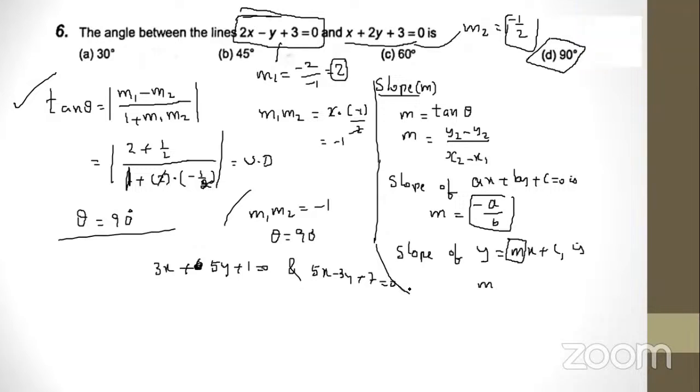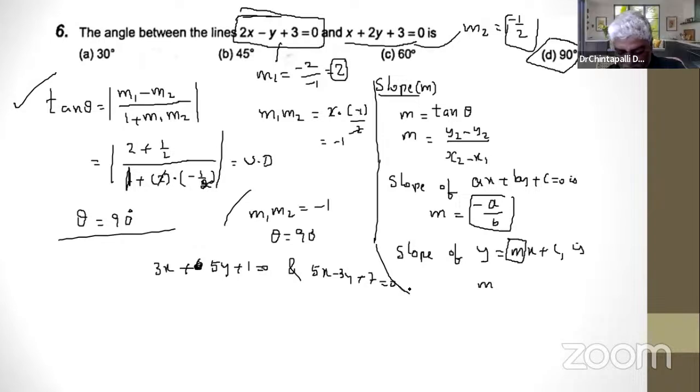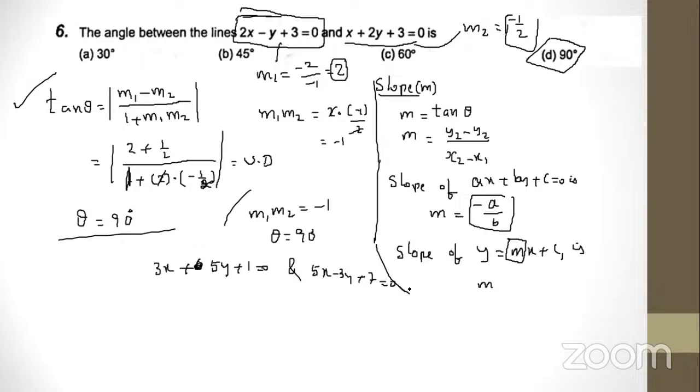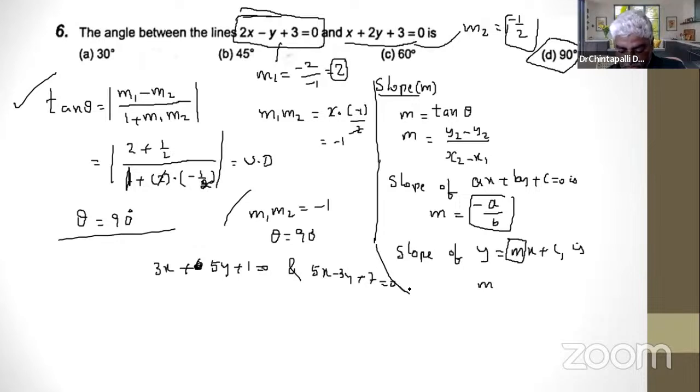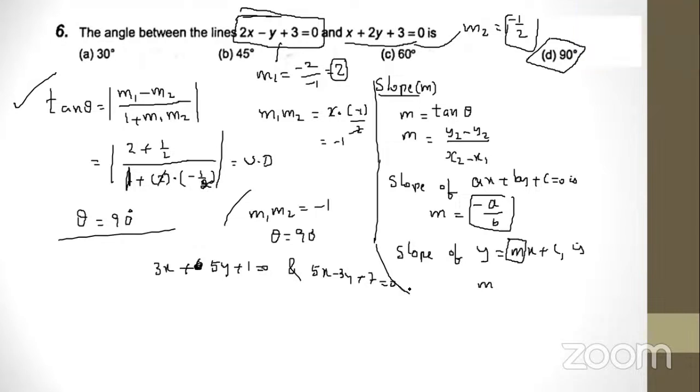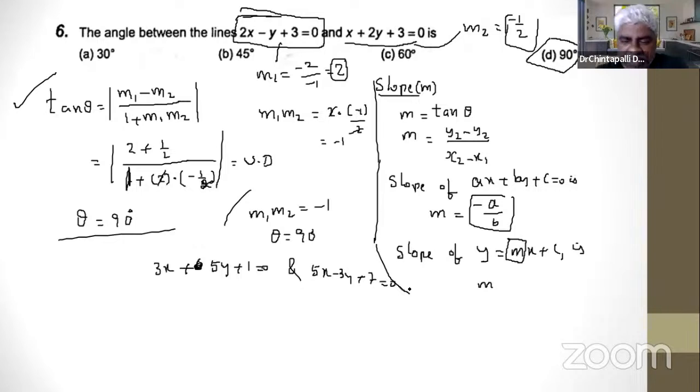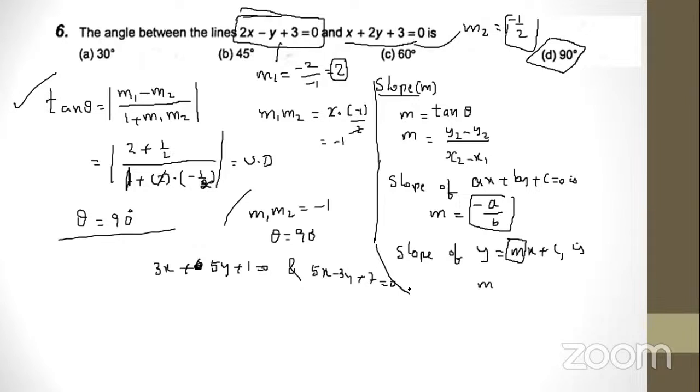First find M1 times M2. What is M1 times M2? -3/5 times 5/3, that is -1. So the angle between them is 90 degrees. Tan 90 is undefined, so the angle is 90 degrees.